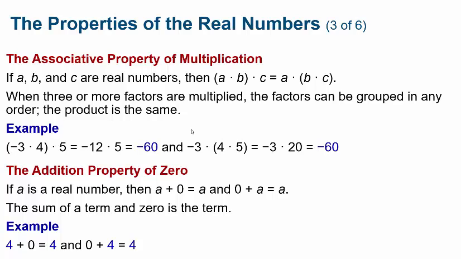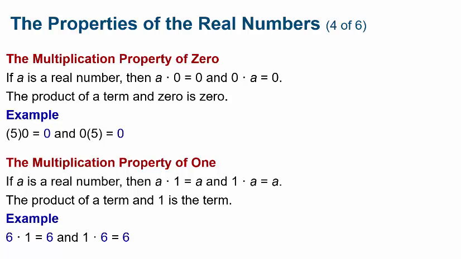Next, we have the addition property of 0. So if a is a real number, then a plus 0 is just a, and it's the same thing as 0 plus a. It's still a. So the sum of a term and 0, whenever you add 0 to something, it's just the original term. Like, for example, 4 plus 0 is still 4, and 0 plus 4, still 4. Doesn't matter.